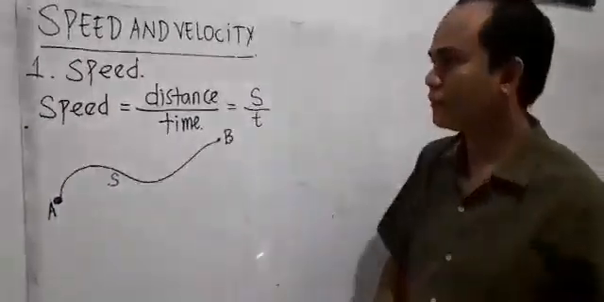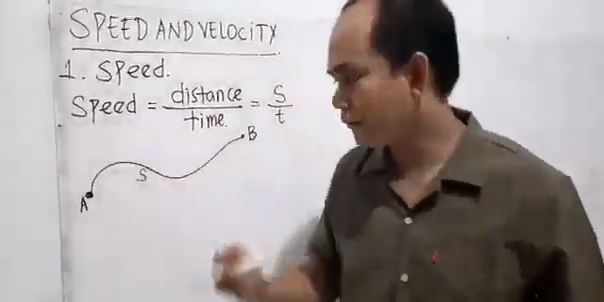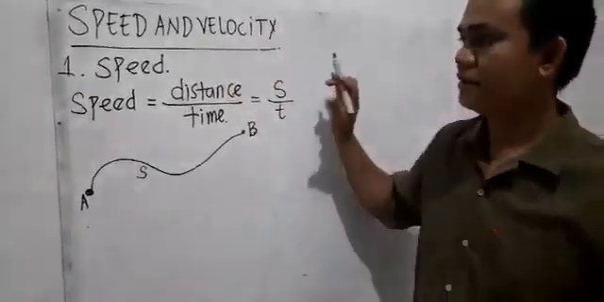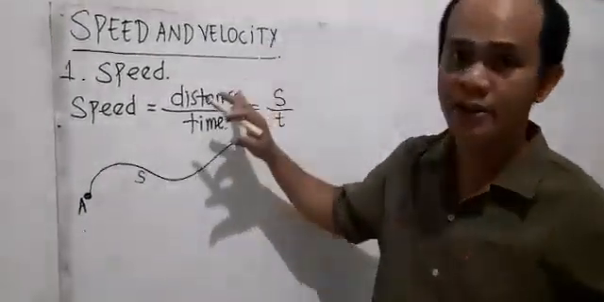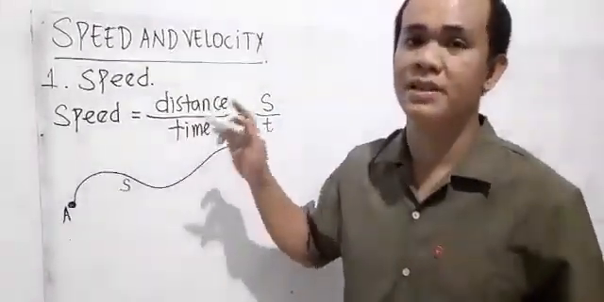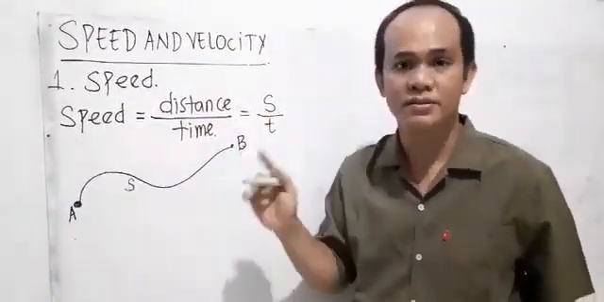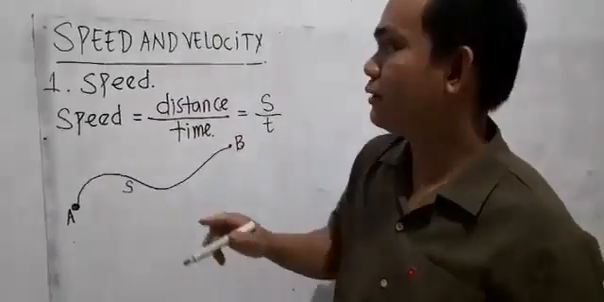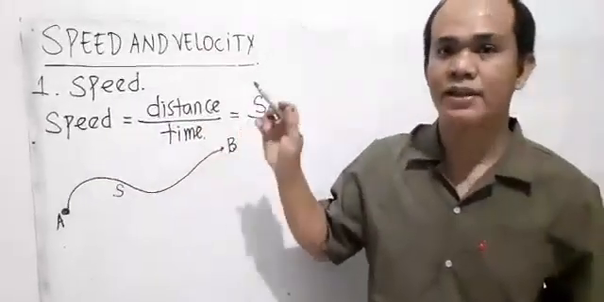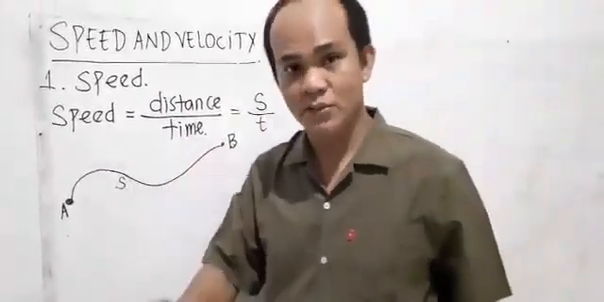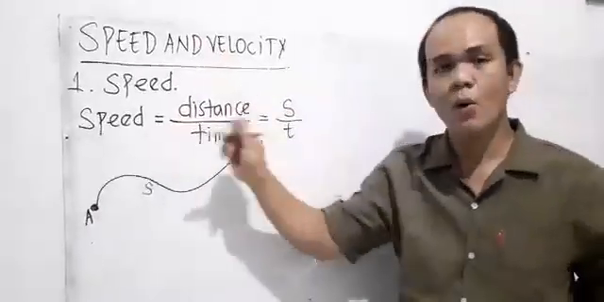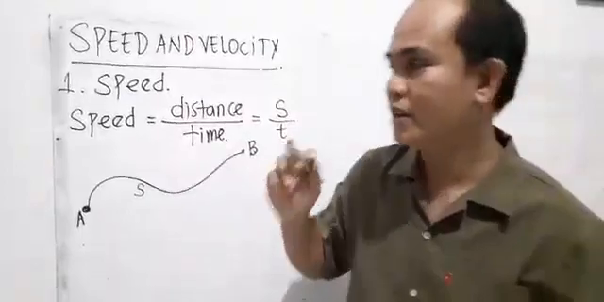Speed does not have direction. It has only magnitude. It has only value. You cannot say that the speed is 2 kilometers per hour to the north. You cannot say that the speed is minus 5 kilometers per hour. It is wrong. The truth is that speed has only magnitude. It does not have direction.